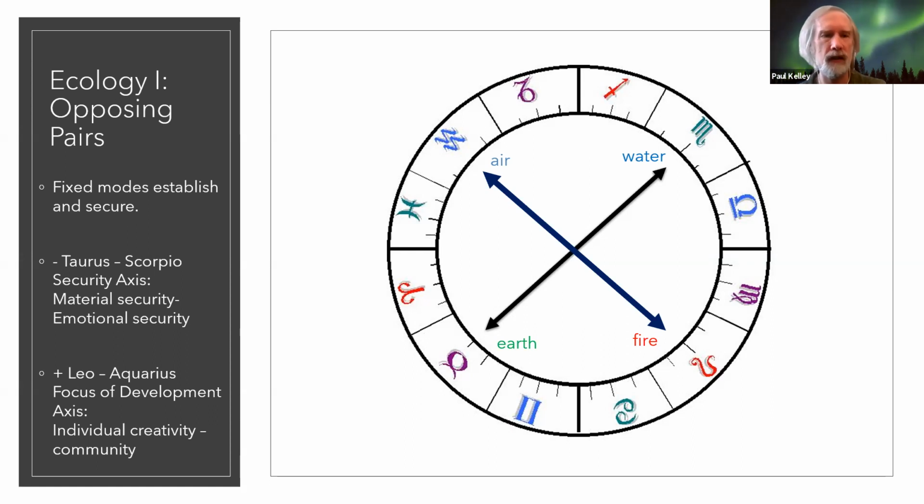There's nothing wrong with either. They're both necessary. They're both two sides of the same coin. Leo and Aquarius. This one took me a while to come up with a name for the coin, but I ended up calling it the focus of development axis. So what are you focusing on developing? Is it the individual and their creative talents, their creative output, their purpose in life to shine as an individual in their own unique expression of life's energy? Or is it the community, the whole, the collective?